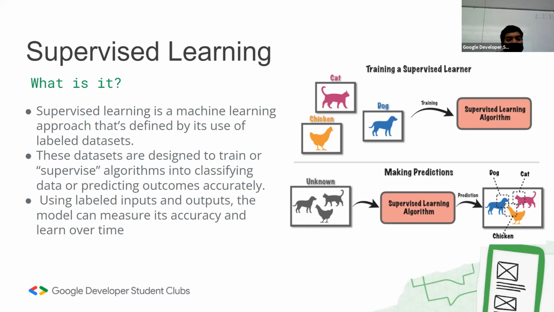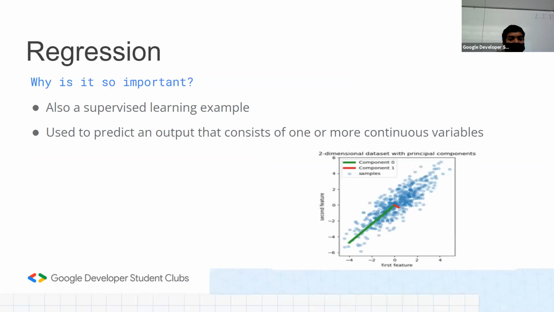From the example that we have here, we have pictures of chickens, cats, and dogs, and the computer will learn that each of those is a chicken, cat, or dog. And then when given a set of animals, it'll try to predict what is a chicken, what's a cat, what's a dog. So that's an example of supervised learning. And we're going to be focusing on two of the most important models that anyone should ever need to know for supervised learning. So let's begin with regression.